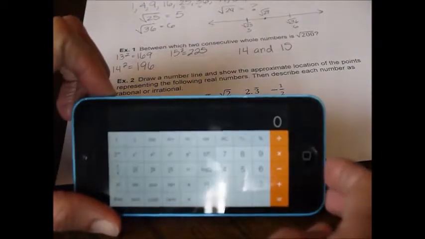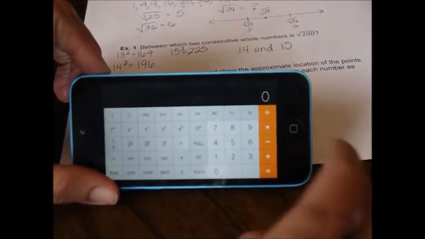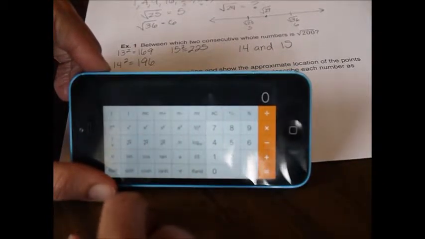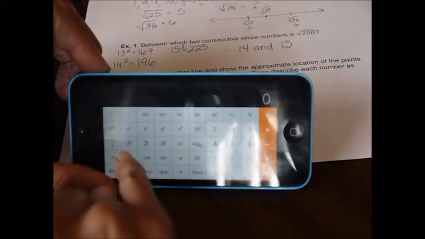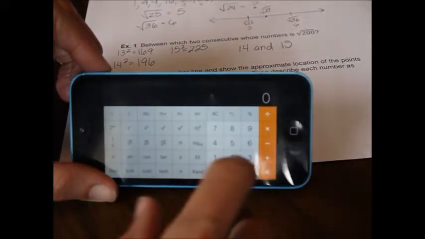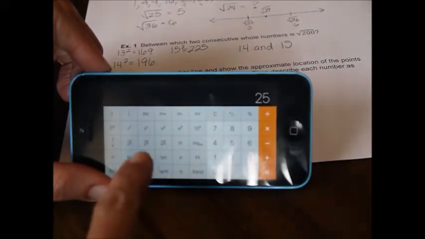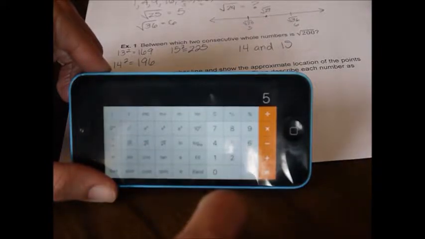I'm trying to get the glare off there. And there is a square root sign, and it would be this one right here. It has a little 2 and an X. So if I wanted to find the square root of 25, I type in 25. See if we can see this without a glare. Let me try and focus it better.